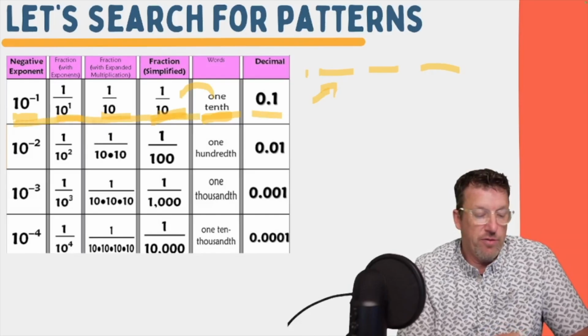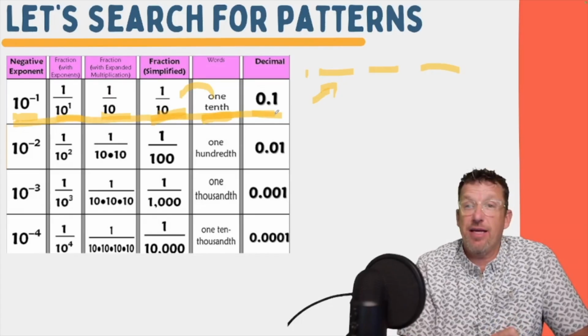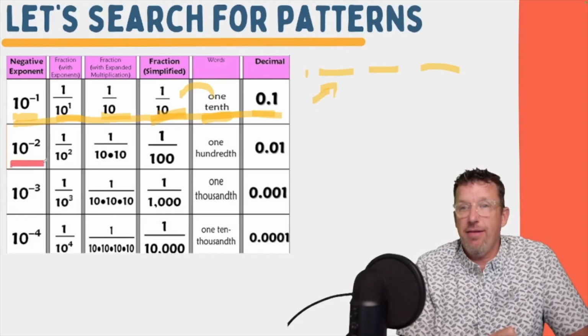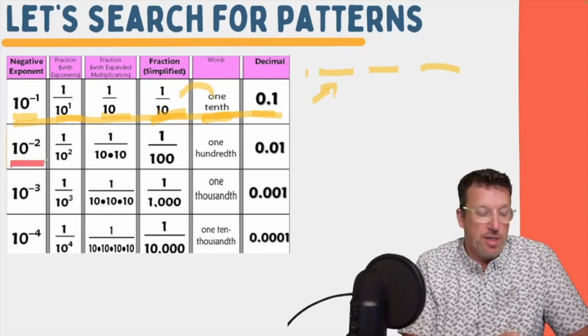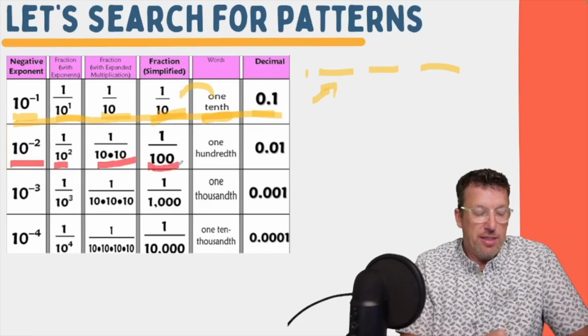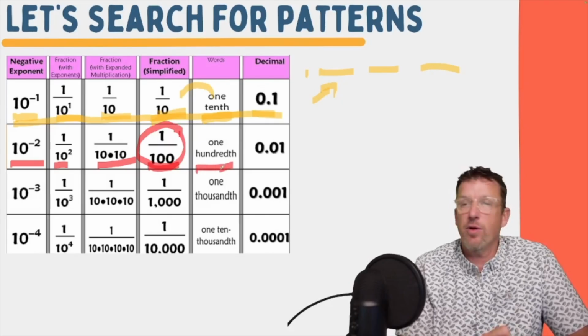Okay, so we're looking for patterns, right? Now we've got 10 to the negative second. 10 to the negative second tells us that we're going to take the reciprocal first, and we're going to take the 10 and flip it over to 1/10. That's what the negative does for us. And we're going to take the 10 now on the bottom and multiply by itself twice. 10 times 10. What's 10 times 10? 10 times 10 is 100. This is a fraction. How do we say that fraction? 1/100th. That's how we say it in words.